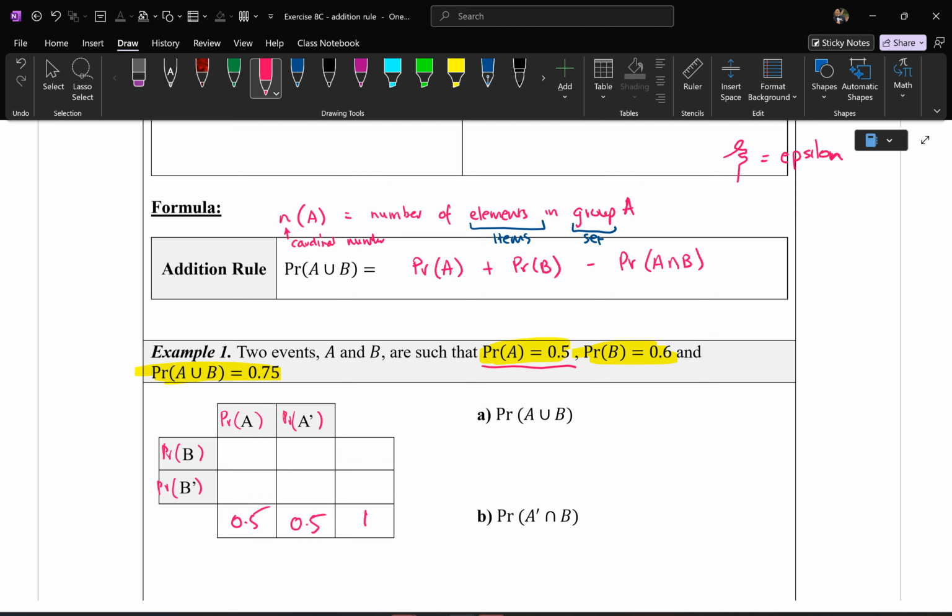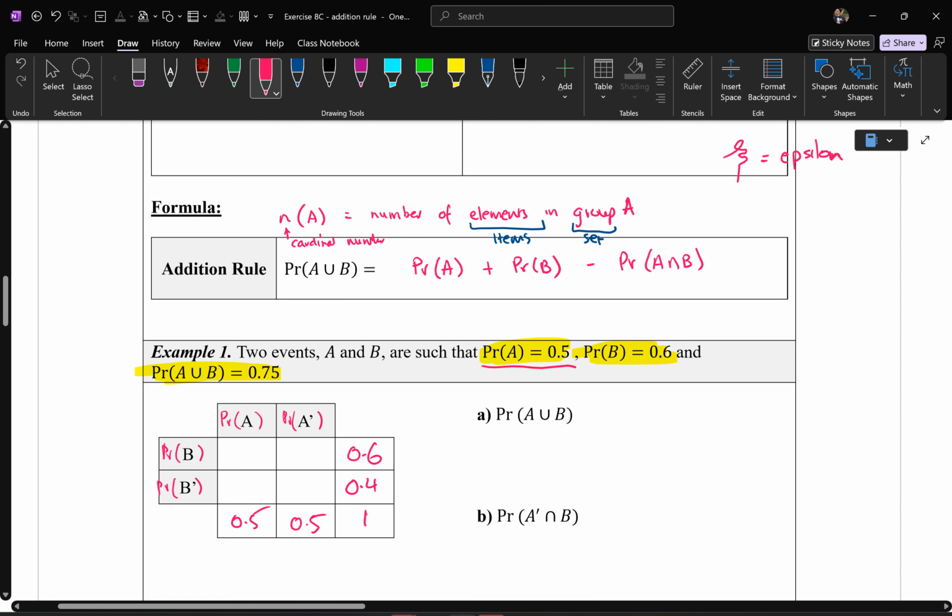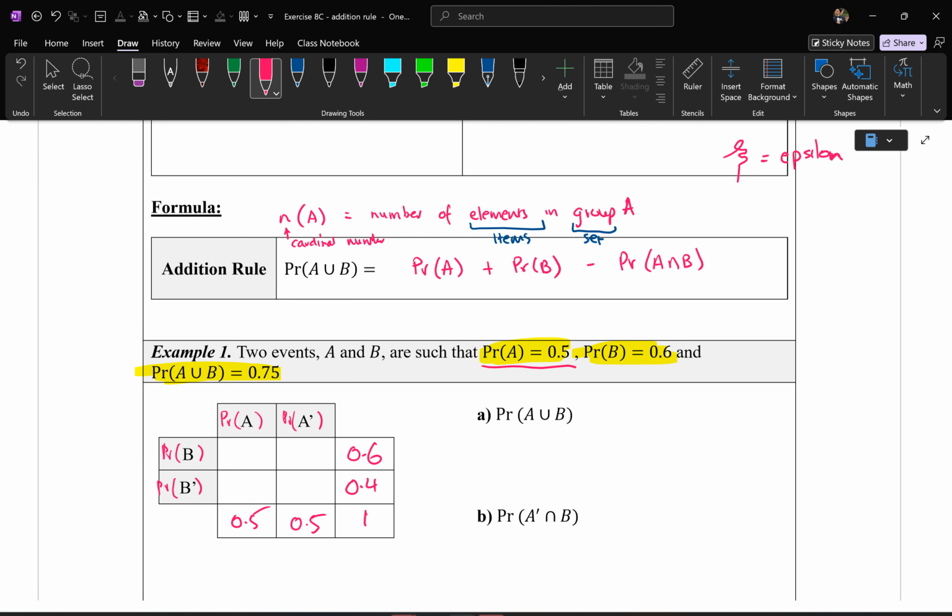Then they told us that the probability of B is 0.6. So you've got a 60% chance of getting B. That means how much of a chance do you have of not getting B, Toby? 0.4. Beautiful. Okay, and then lastly, we still don't have enough information to fill out the table because you need a third piece of information. Yeah, they gave you A union B, so that makes it a bit trickier, right?